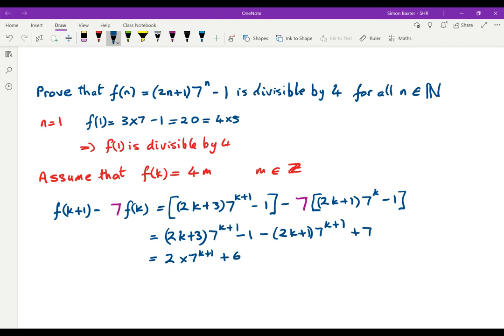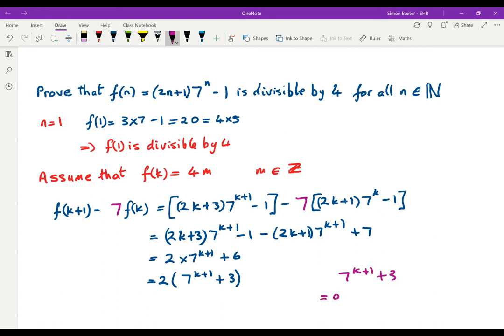We're trying to find a 4. It hasn't actually dropped out yet. But we have got a 2. So let's look at the 2. 2 times (7 to the k plus 1, plus 3). Now, I need another 2. Let's just have a little look at 7 to the k plus 1, plus 3.